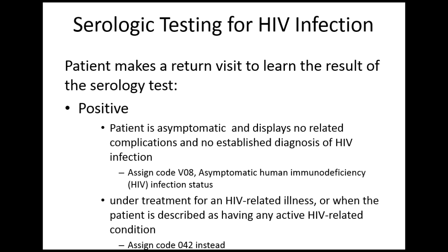The patient may have also tested positive and is exhibiting signs and symptoms, and may even have an active HIV-related illness, or the physician may state that the patient has AIDS. In this case, the screening code is not assigned, but the 042 code is assigned. Once the patient has had a code 042 assigned, this is always the code used, meaning you can never use V08 again for this specific patient.